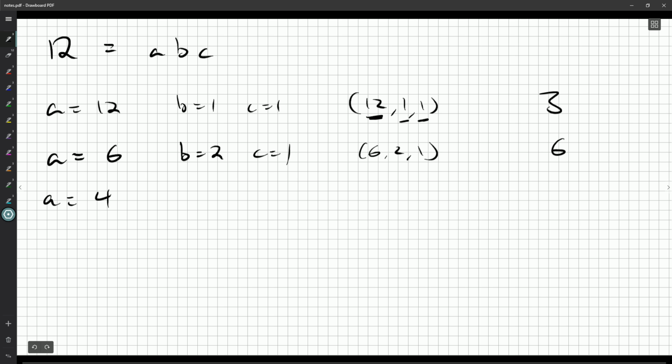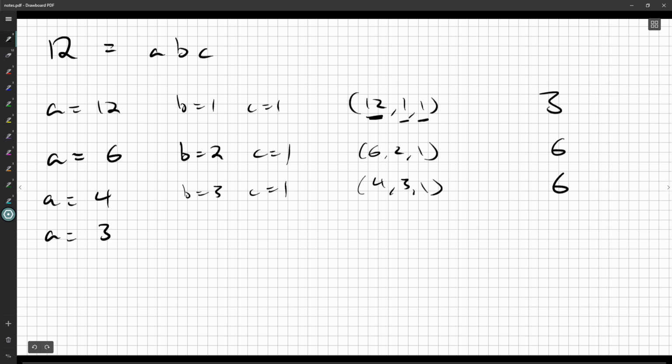What if A were 4? And I'm just running through the factors of 12 in a particular order so I don't miss anything. Well, then B and C would have to be multiplied to 3 to make the rest of the 12. But again, it's prime, so one of these numbers is going to have to be 3, the other one's going to have to be 1. 3 different numbers, got to be 6 different ways. Now, what if A were 3?